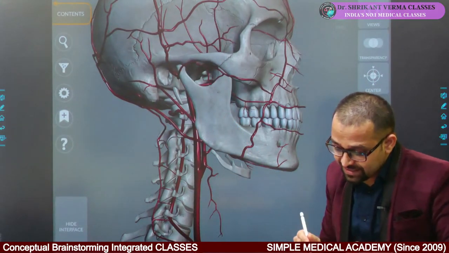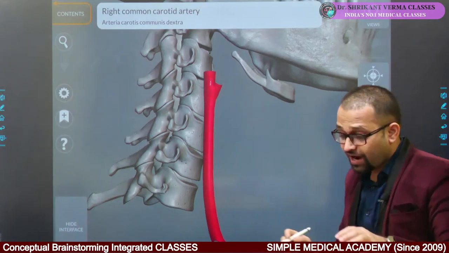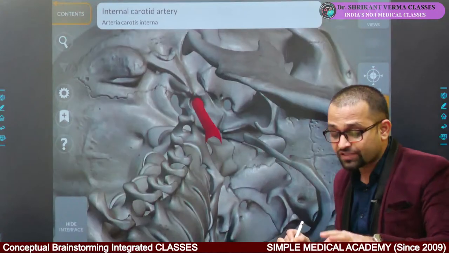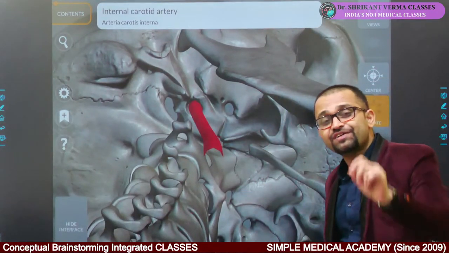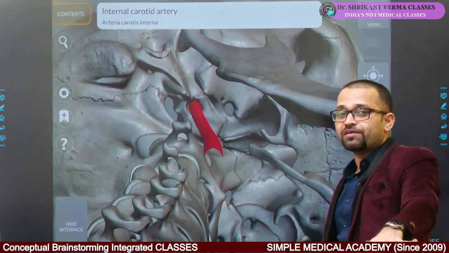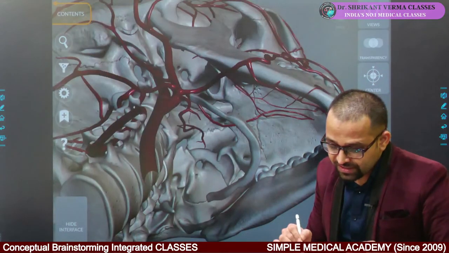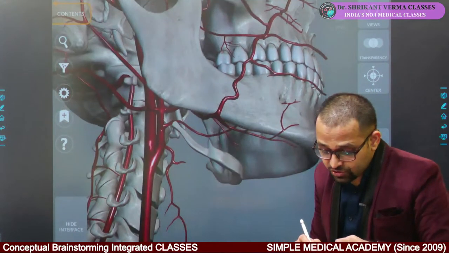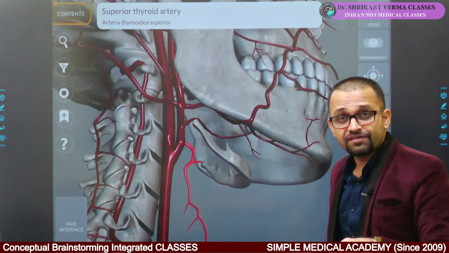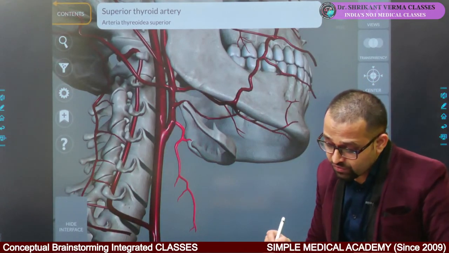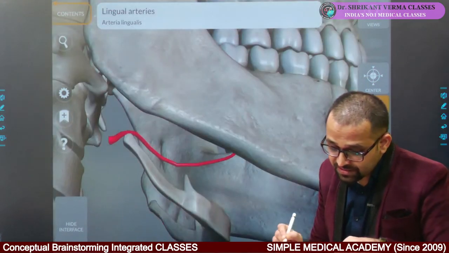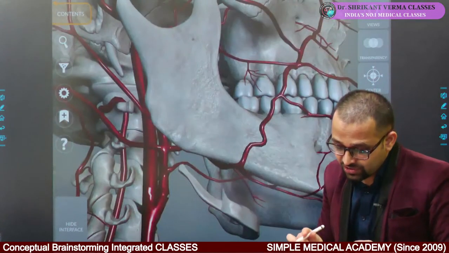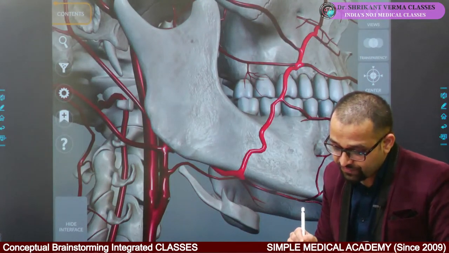Can you see, this is our common carotid artery. Now there is our external carotid artery, and here is the internal carotid artery. The internal carotid artery we will see later in the circle of Willis part. Right now, this is our external carotid artery, which is giving the branch towards our thyroid gland. Thyroid is a very important topic, one question is definitely asked. Can you see this, another one is going towards the tongue, the lingual artery, and then you can see there is our facial artery.